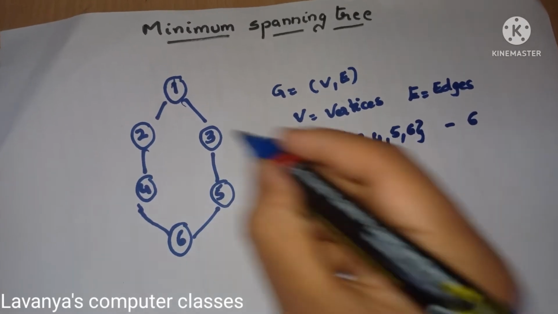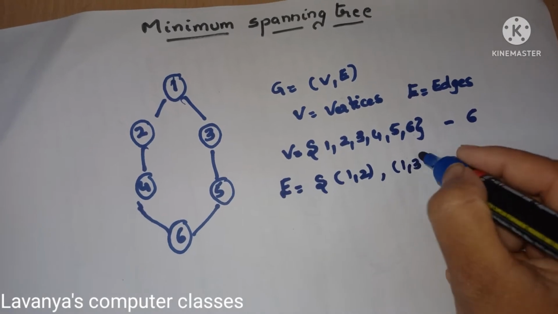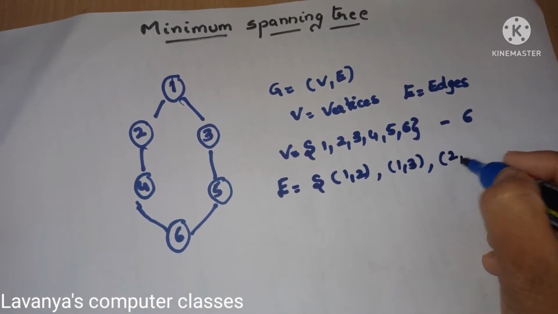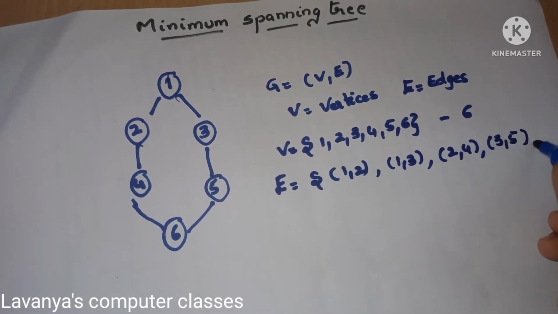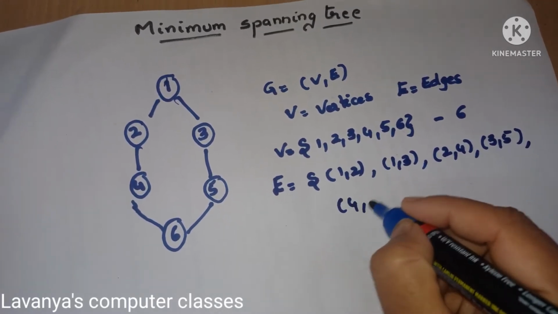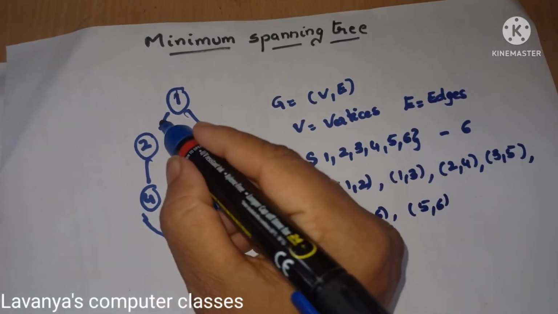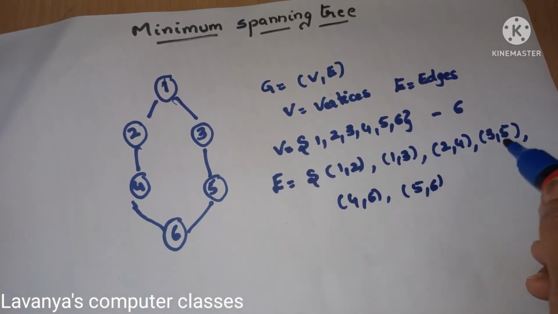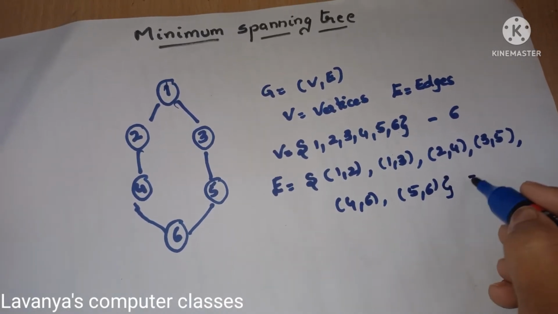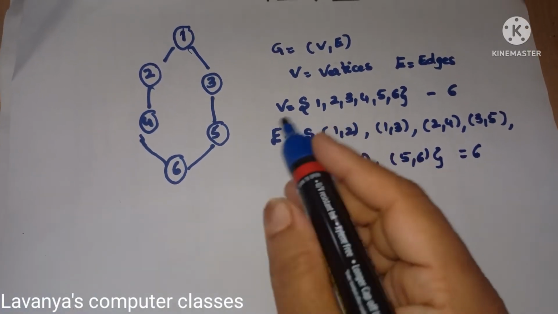What is edge? Means connection between one vertex to another. 1 comma 2 is one edge. 1 comma 3. 2 comma 4. 3 comma 5. Then 4 comma 6. 5 comma 6. These are the edges. Connection between one vertex to another vertex. So how many edges are there? Totally 6 edges are there. So this is a simple example for a graph.